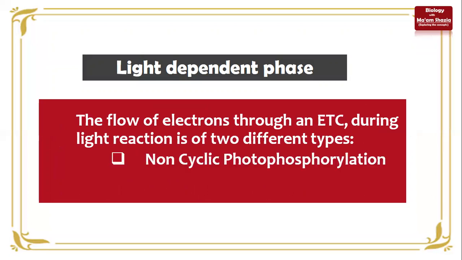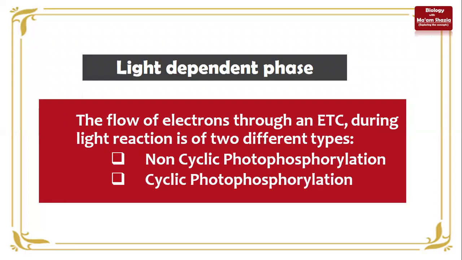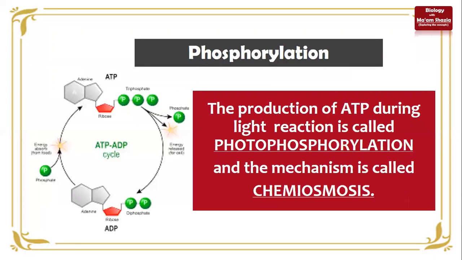So there are two pathways for the production of ATP. One is non-cyclic photophosphorylation, and the other is cyclic photophosphorylation. I'll discuss both terms in a few minutes in the lecture. So let's start with the term phosphorylation. What is phosphorylation? Now look at this diagram.